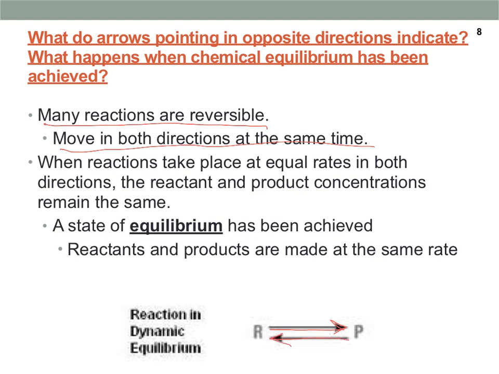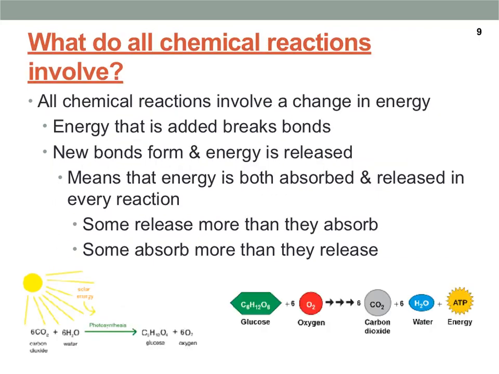When reactions take place at the same rate in both directions, the reactant and product concentrations remain the same. So if they're the same, it means there is a state of equilibrium for this reaction. The reactants and the products are being made at the same rate. The reactants will form the products, and the products will get broken down into the reactants at about the same rate. And this happens often.